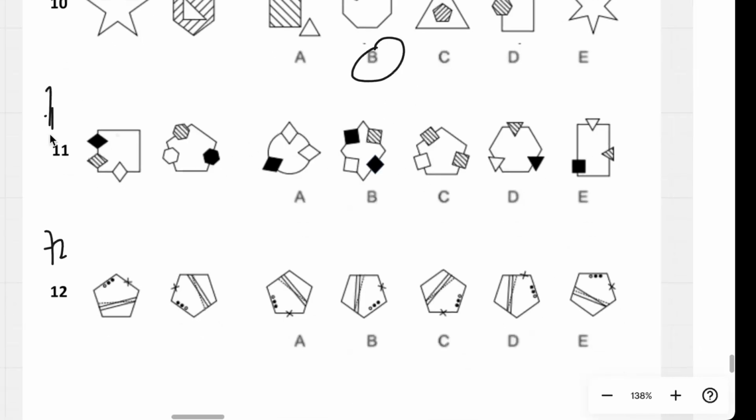Question number 71. We have three shapes, always one striped, always one black, and always one white. So between these, they're always going to be on the outside, and they're the same shapes. These are different shapes, so it's going to be D.